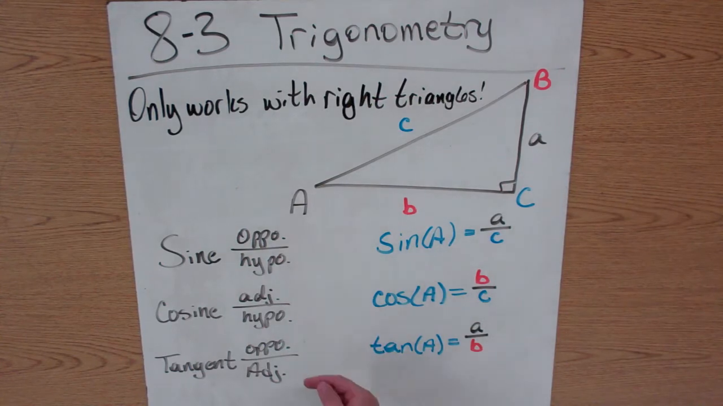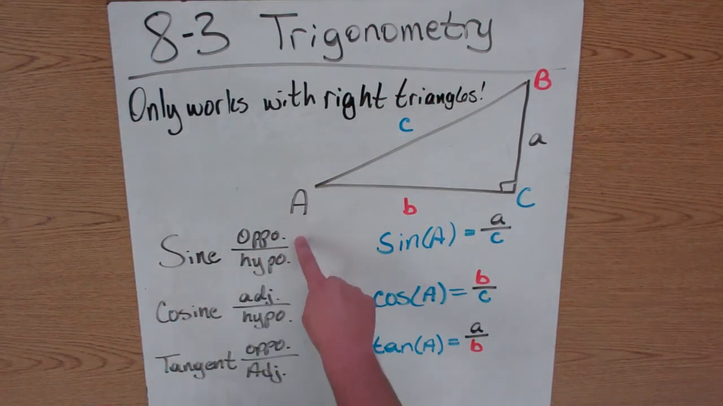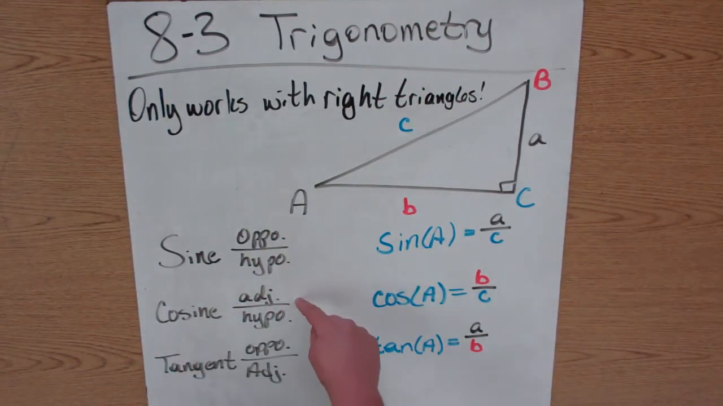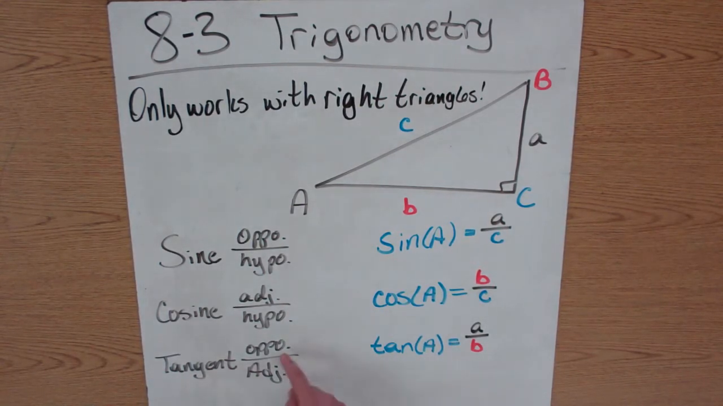Alright, you have three trigonometric functions. You have sine, which is the opposite side over the hypotenuse. You have cosine, which is the adjacent side over the hypotenuse. And you have tangent, which is the opposite side over the adjacent side. What exactly do I mean by that?